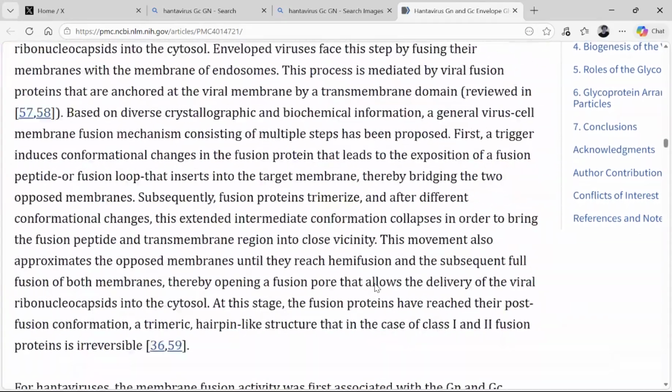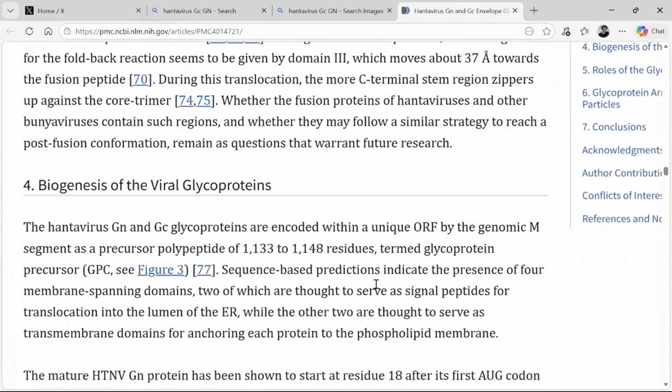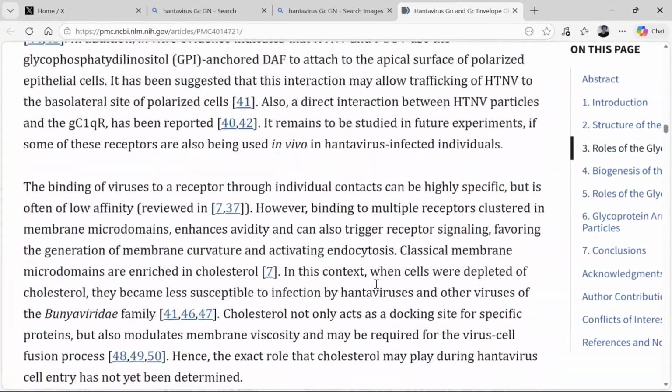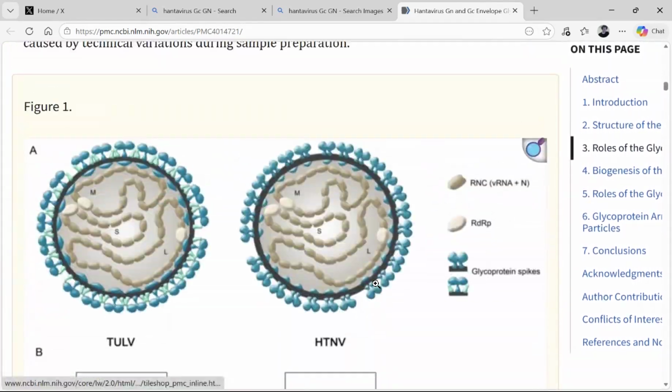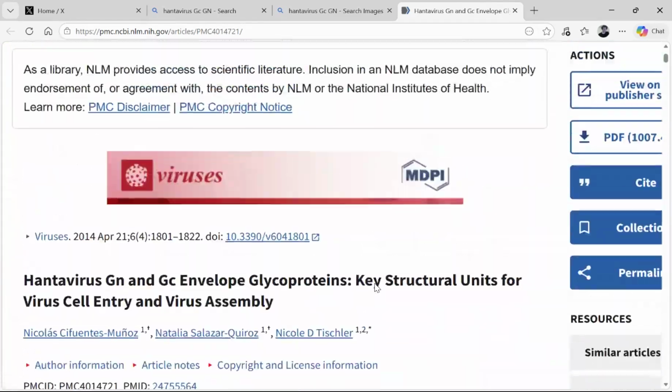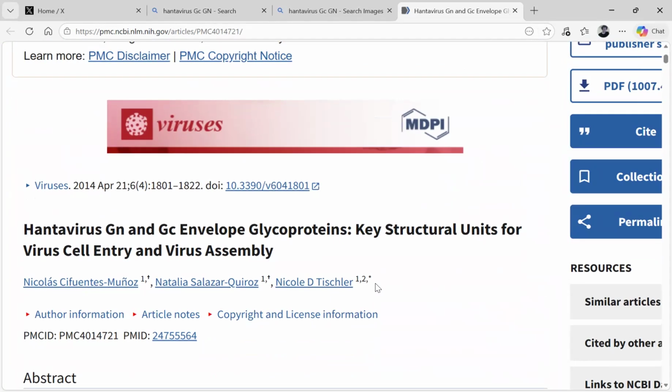Okay, and that's it for right now. That's what I wanted to go over with this video. So this publication in 2014 went over the GN and GC spikes and the glycoprotein areas of the GN and the GC.